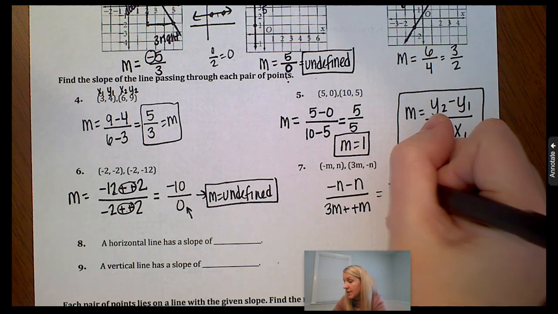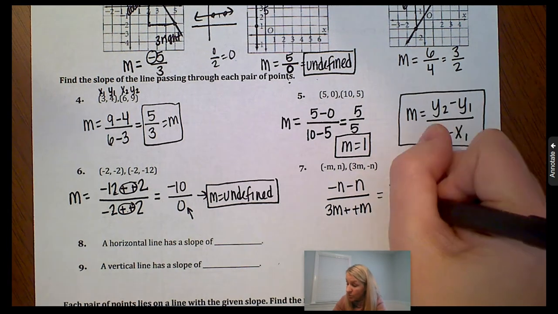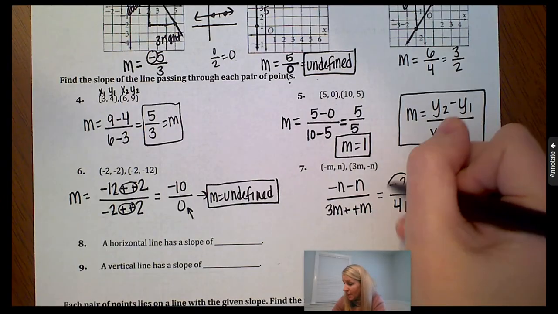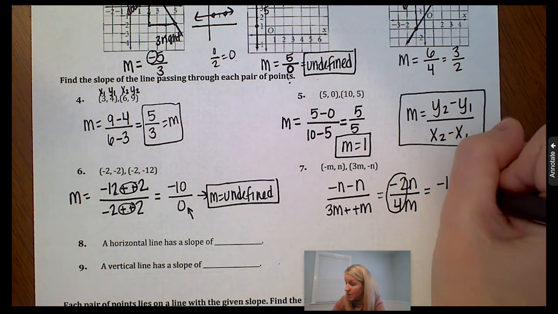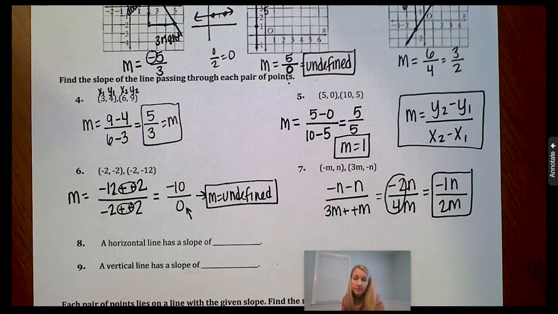And that's going to give me negative 2n. I'm just combining my terms over 4m. So you're probably thinking, oh, n and m, I can't do anything. But we can reduce just the fraction, negative 2 over 4, right? That would give me negative 1n over 2m. And that's how you would write your answer. You can't do anything else from there.